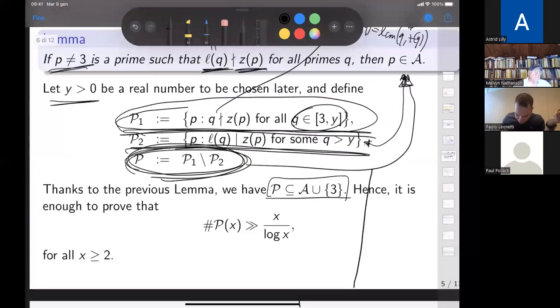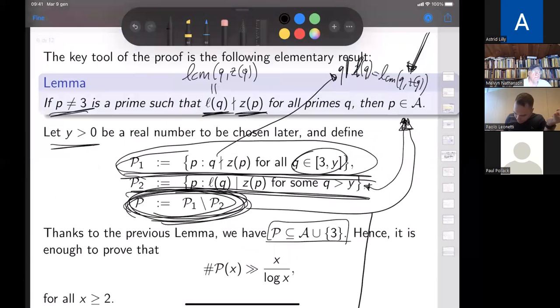Remember that here our set P is a subset of K up to the prime 3, where the definition of P is P1 minus P2. So now we need an upper bound on P2.